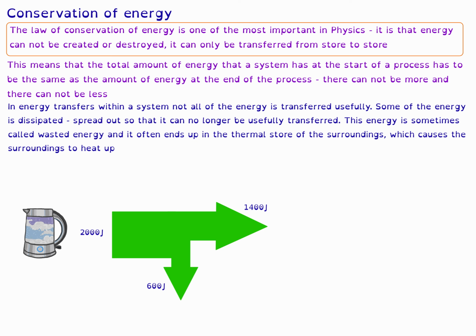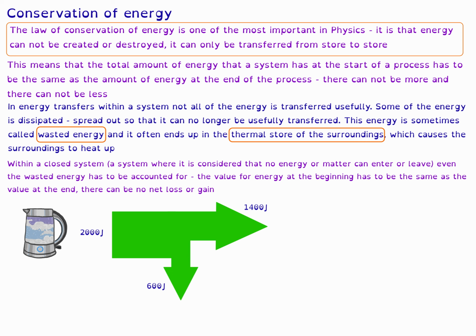Energy transfers within a system, not all of the energy is transferred usefully. Some of the energy is dissipated. This is spread out so it can no longer be usefully transferred. This energy is sometimes called wasted energy, and it often ends up in the thermal store of the surroundings, which causes the surroundings to heat up.